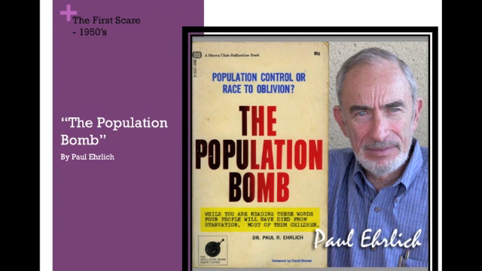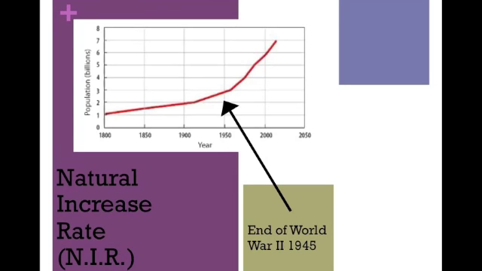Although Ehrlich's predictions over the severity of population growth and food scarcity may have been a little off, he was right about our new industrial ways and the harm that they would cause, especially as we have come into the 21st century. Now, as we look back at our natural increase rate chart, we can see that there is also another drastic increase in the population leading up to the 21st century.